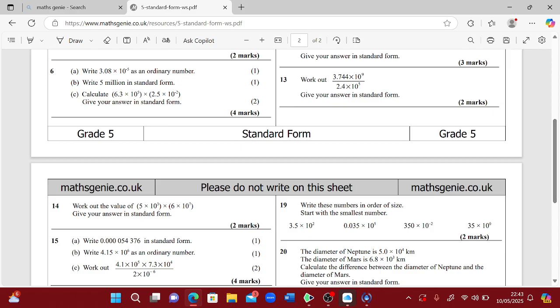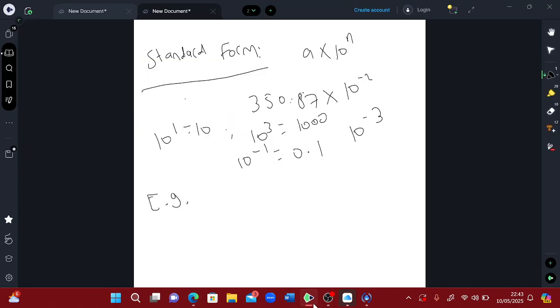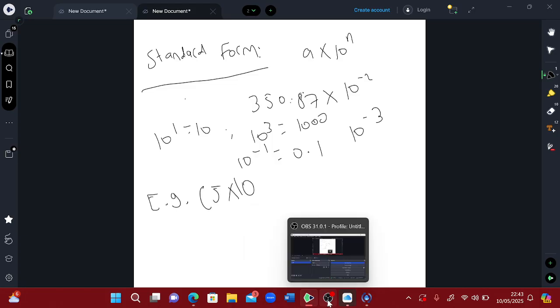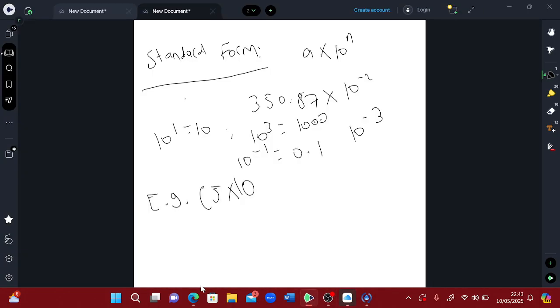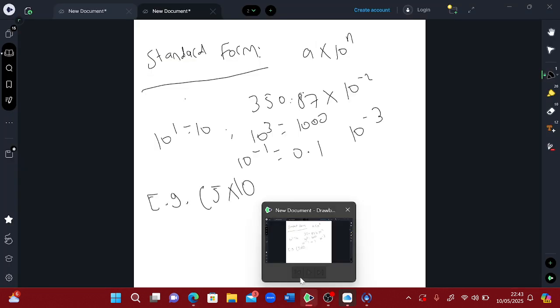Okay, so let's do this question over here. Question 14. This could easily be a non-calculator question. And I think a lot of people expect this to just be a calculator, but they can very easily turn it into a non-calculator and then people freak out. So that's 5 times 10 to the 3 times 6 times 10 to the 7.